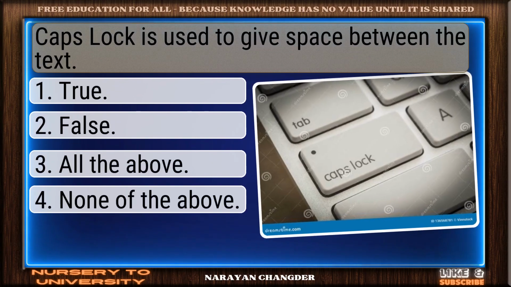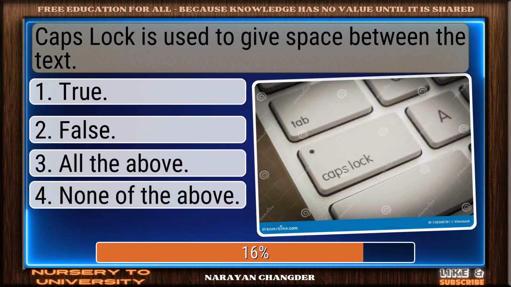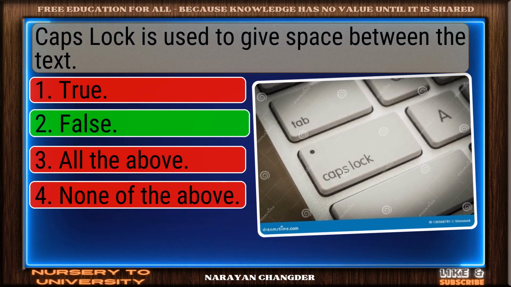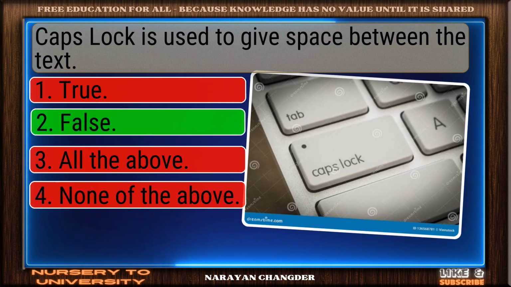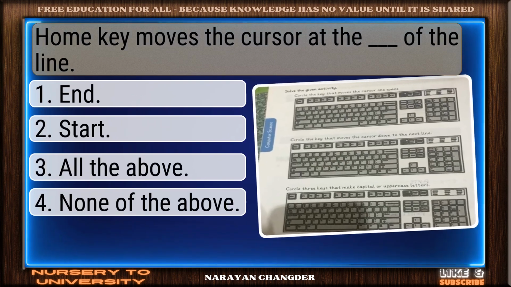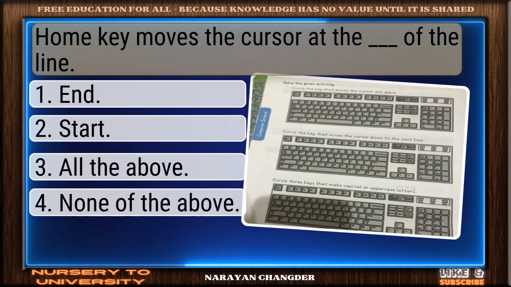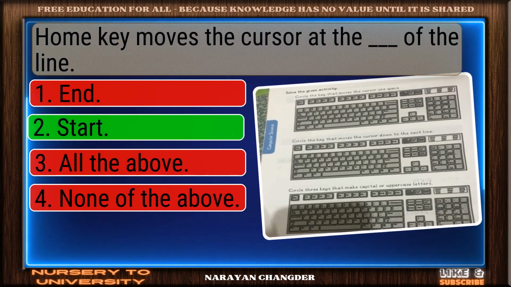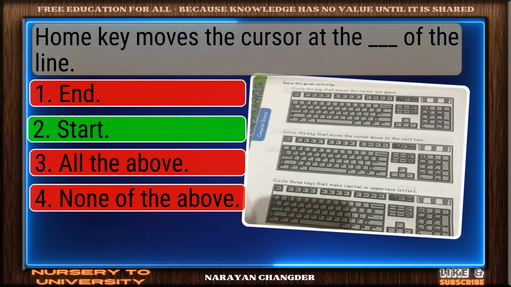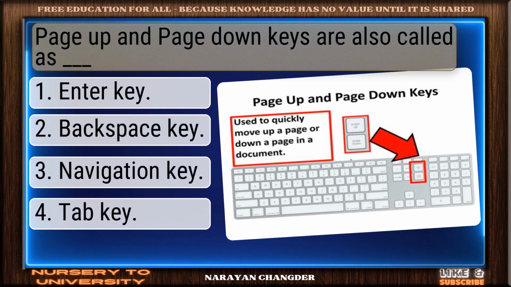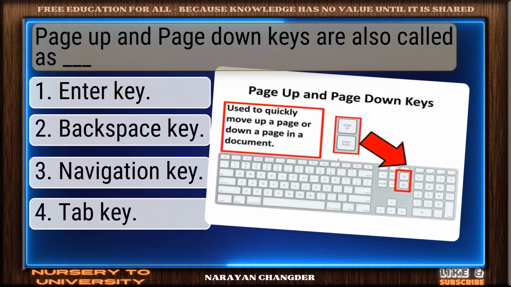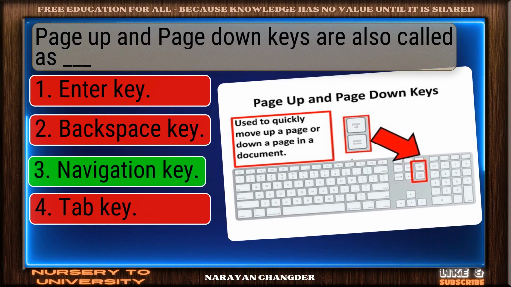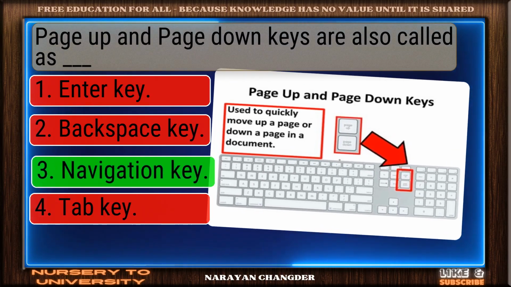Caps lock is used to give space between the text. Clear logic. Your choice false is sound. Home key moves the cursor at the dash of the line. Excellent. Start is a brilliant choice. Page up and page down keys are also called as dash. You chose navigation key, and it is correct.